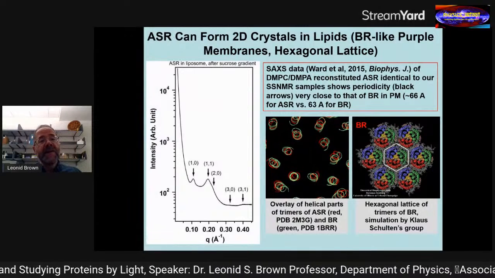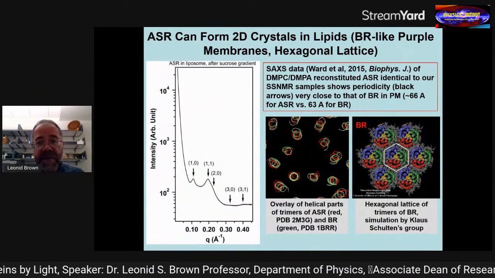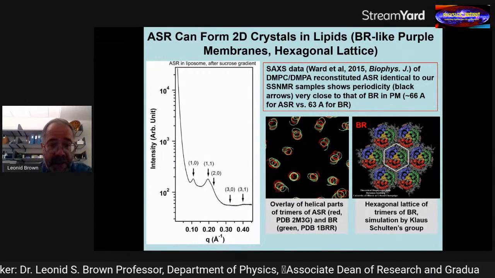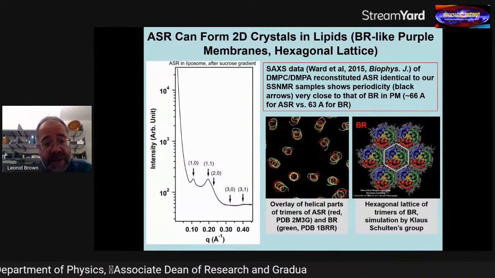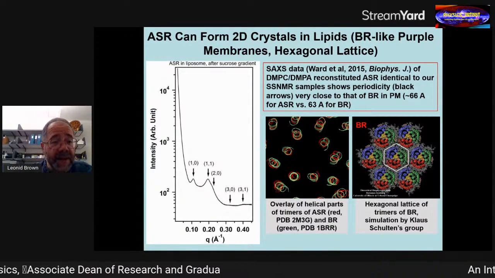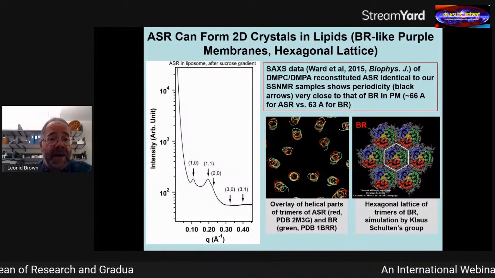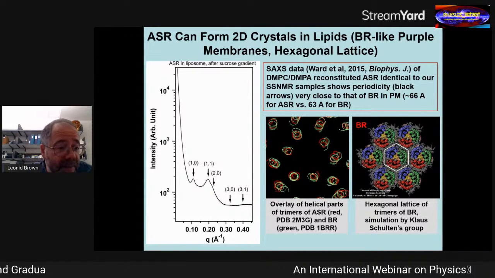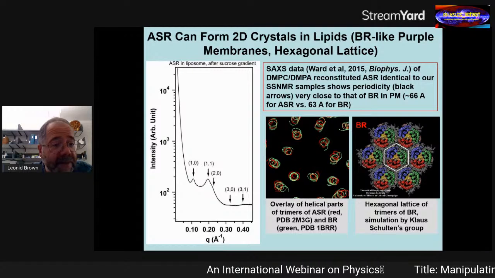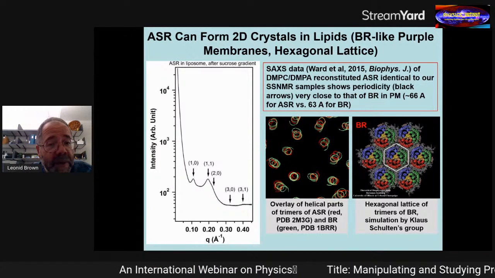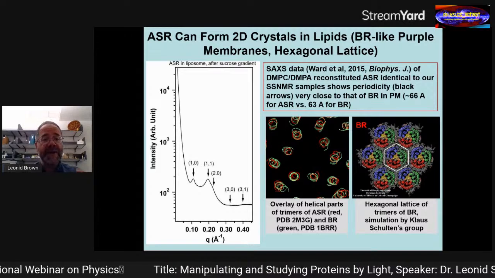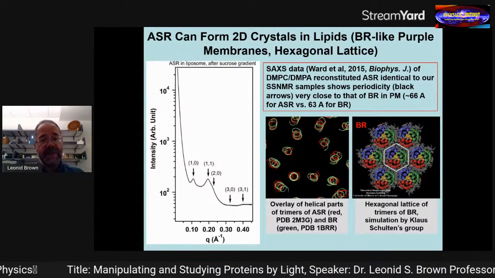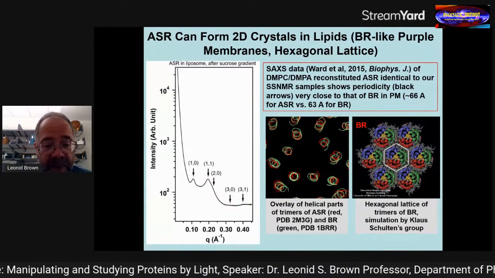Finally, these rhodopsins, some of them form 2D crystals, as you know. And we could verify that our rhodopsin also forms a 2D crystal by doing small angle X-ray scattering. So another collaborator did small angle X-ray scattering for us, and he saw very nice Bragg peaks, so we could model the lattice. So it's not just a trimer, it's a lattice of trimers, very similar to bacterial rhodopsin.